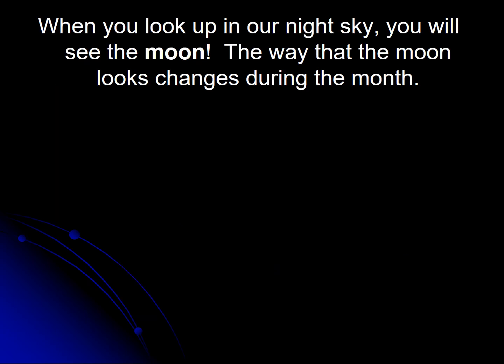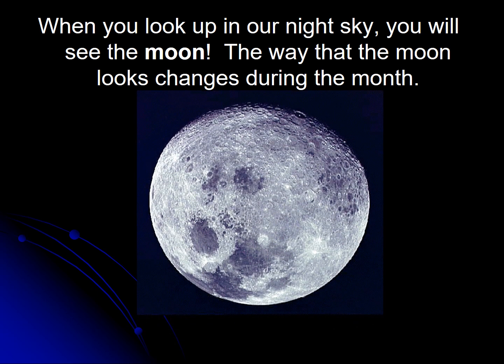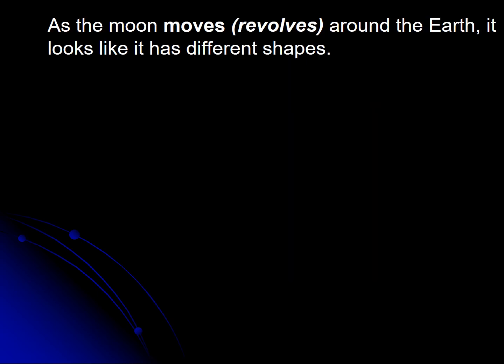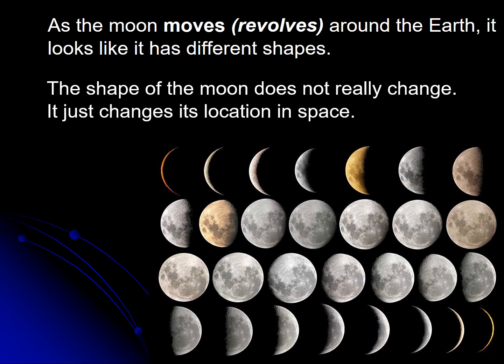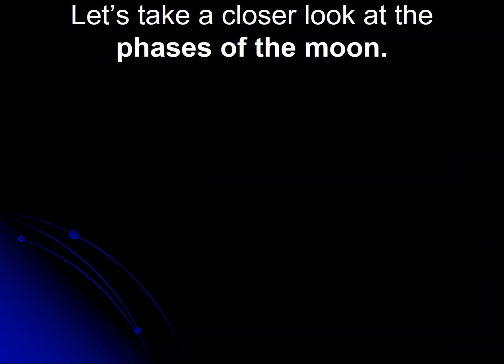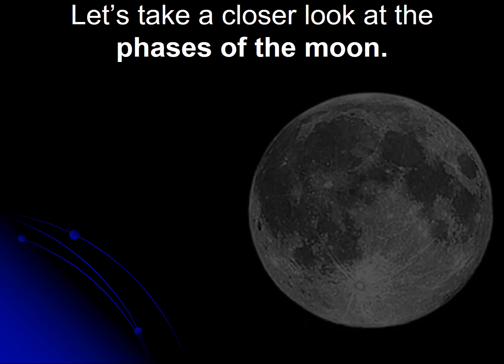When you look up in our night sky, you will see the moon. The way the moon looks changes during the month. We call this the phases of the moon. As the moon moves or revolves or orbits around the Earth, it looks like it has different shapes. The shape of the moon doesn't really change, it's just its location in space that changes. So let's look at the phases of the moon.